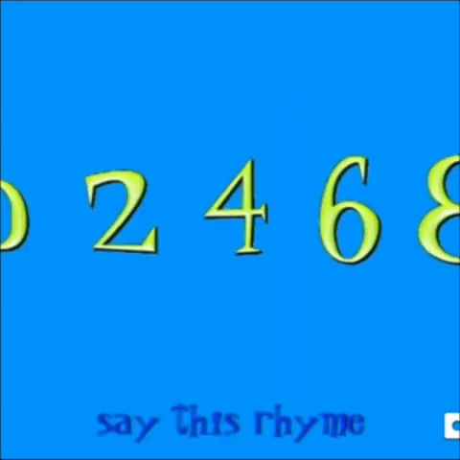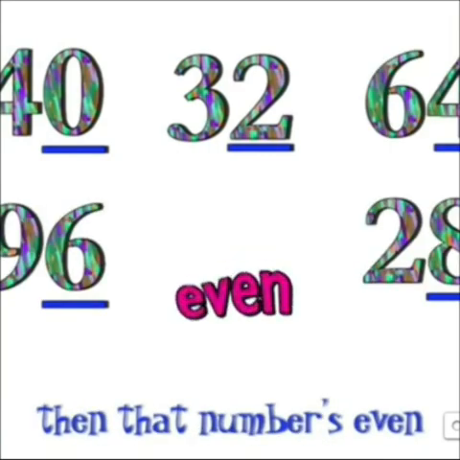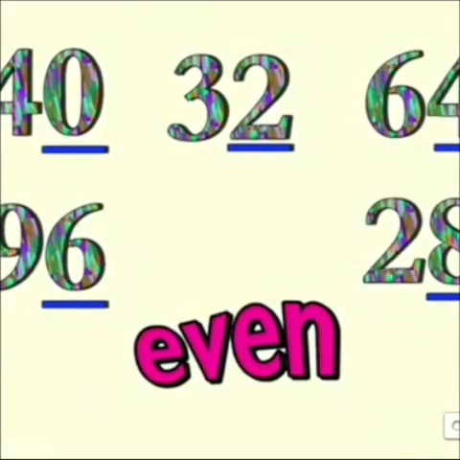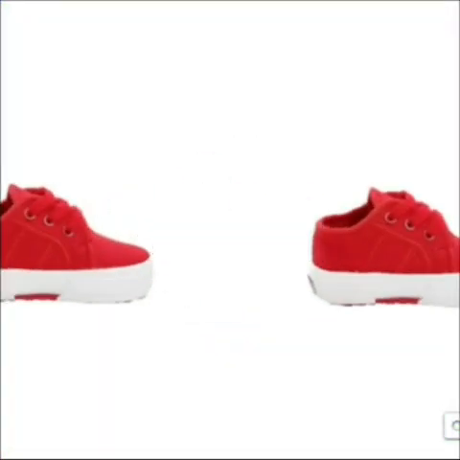0, 2, 4, 6, 8. Say this rhyme. If any number ends with one of those digits, then that number's even every time. 2, even. 8, even. 6, even. 7, odd. 9, odd. 4, even. 3, odd. 0, even.